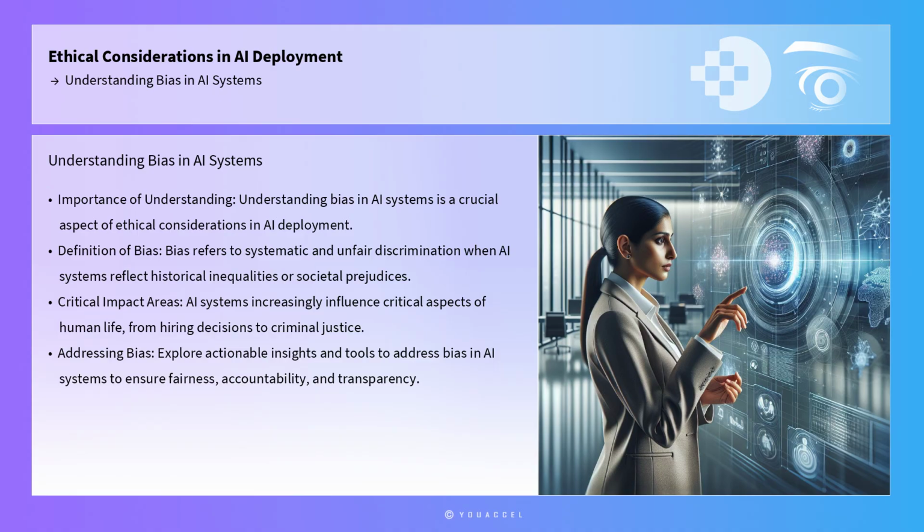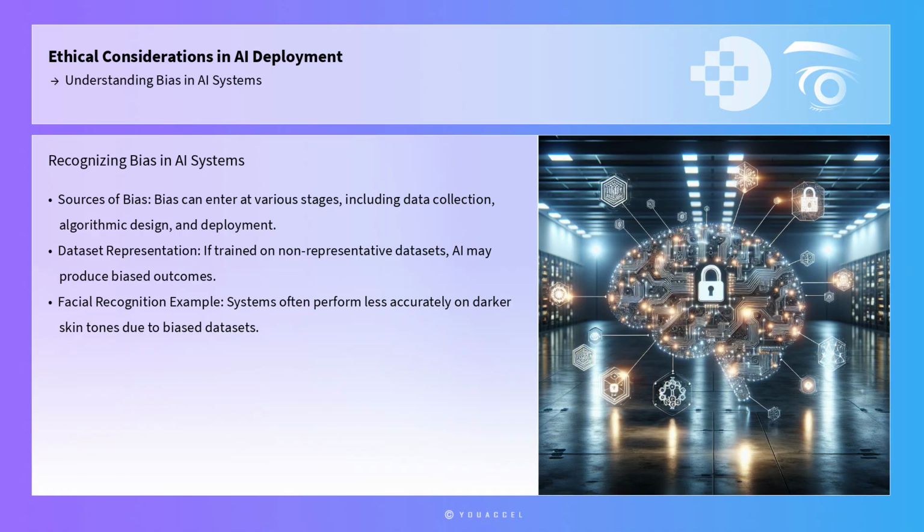As AI systems increasingly influence critical aspects of human life, from hiring decisions to criminal justice, understanding and mitigating bias is paramount to ensuring fairness, accountability, and transparency. This lesson will explore actionable insights, practical tools, frameworks, and step-by-step applications that professionals can utilize to address bias in AI systems. One key insight is the importance of recognizing the sources of bias in AI systems.